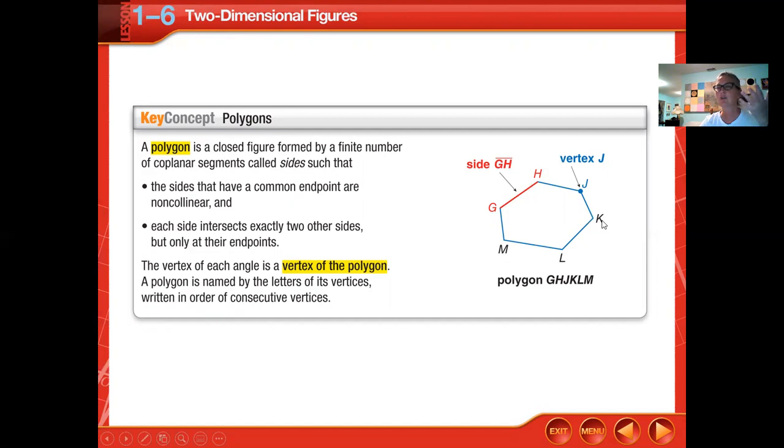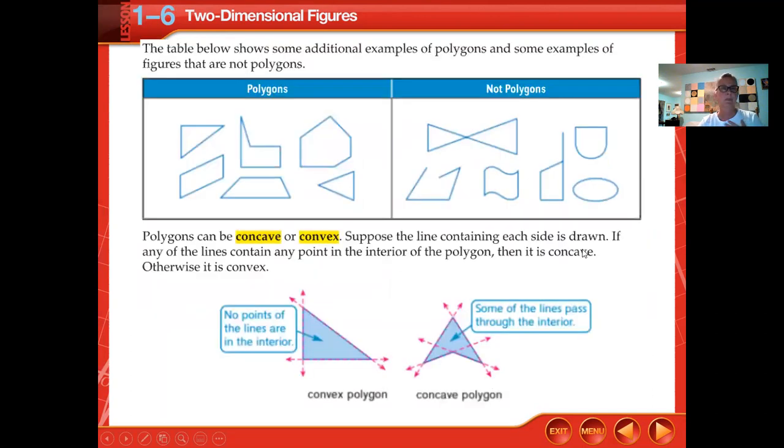If I chose to start with point K, then I could have also accurately named this polygon KJHGML. As long as I use all of them and I go in order without skipping around. A poor name for this polygon would be GKMJHL. That's not accurate. Okay, here are pictures of polygons and not polygons, and I got this from the book, but I thought it was very useful.